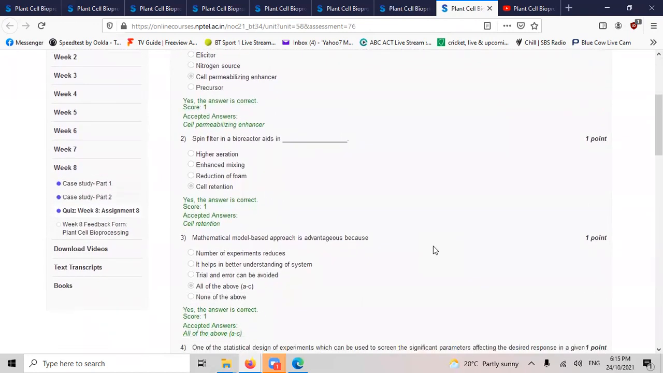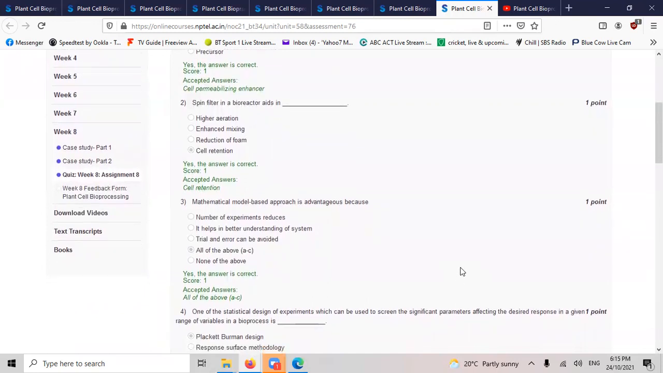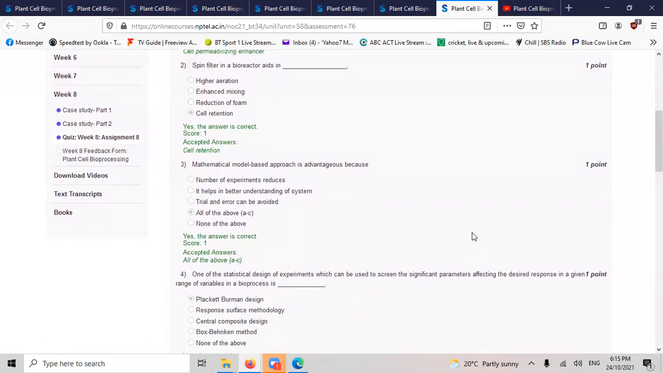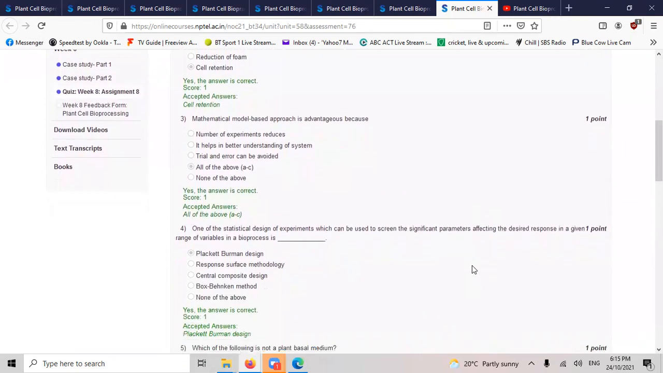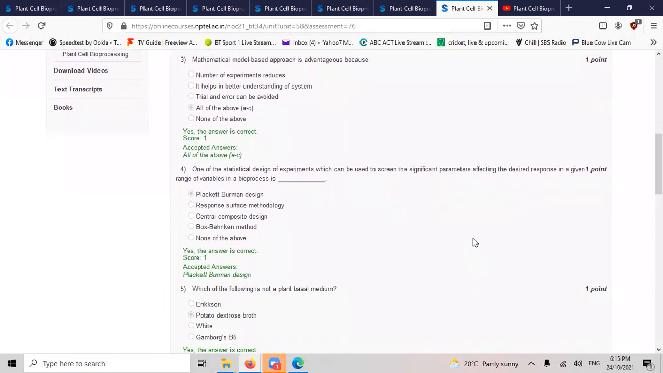One of the statistical designs in experiments, which is used to screen significant parameters affecting design response, is given in variables with the processes whose processes are Plackett-Burman. Which of the following is not a base or medium? Potato dextrose.